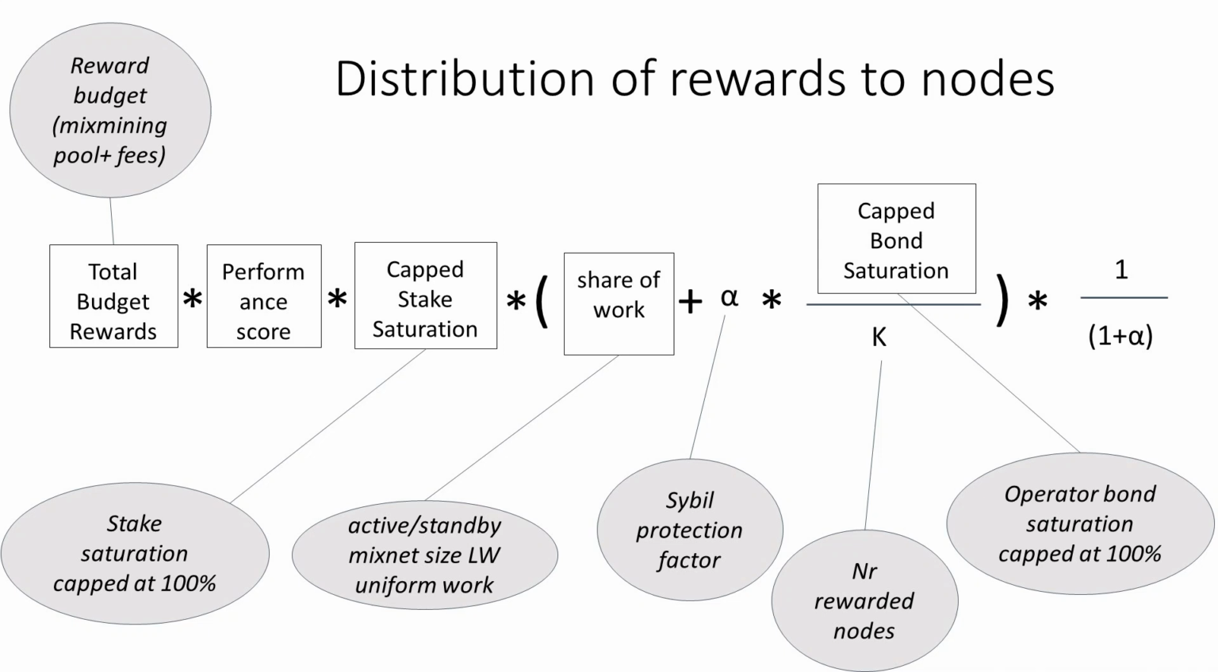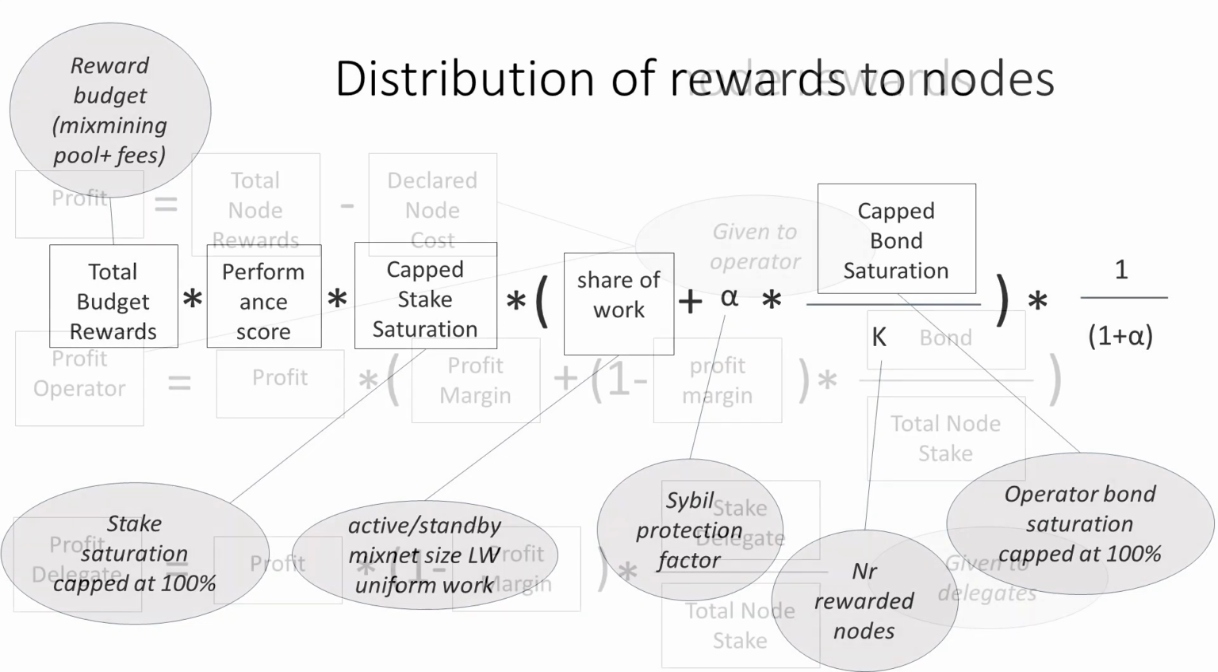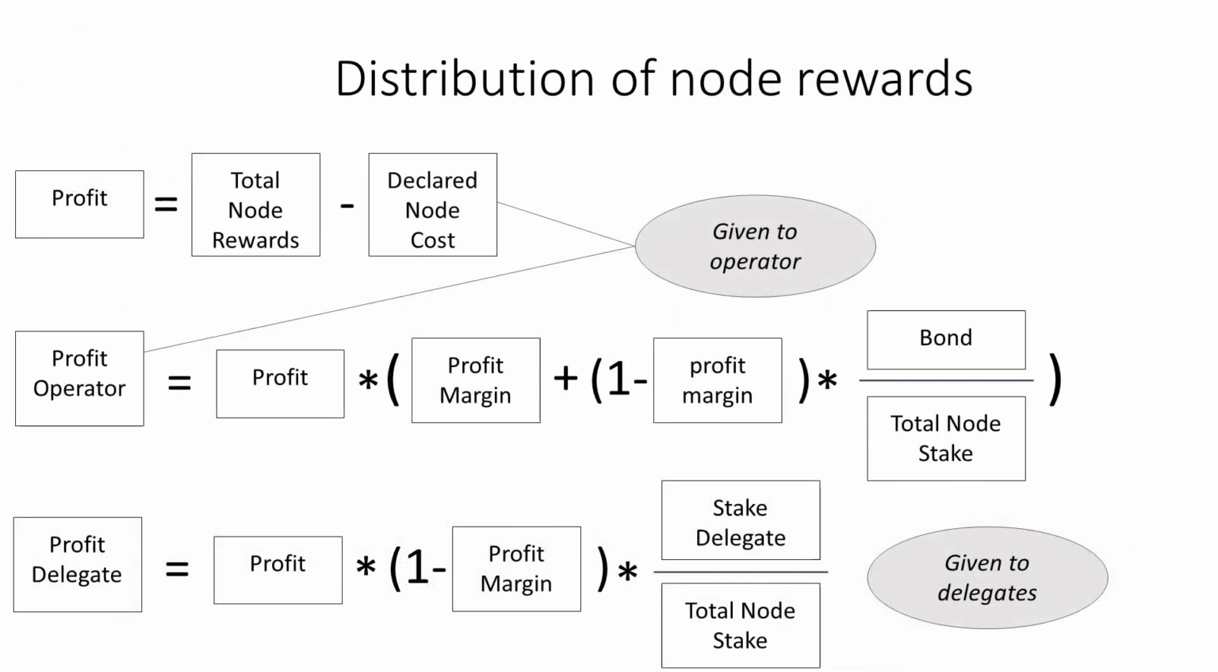If you have anything that is less than 1 in the performance or in the saturation, then your rewards will be diminished here proportionally to the full budget, and here proportionally to the alpha fraction, which is actually 0.3, so 30%. This goes up and down depending on the bond saturation. Okay. So this is how you get the rewards for one specific node.